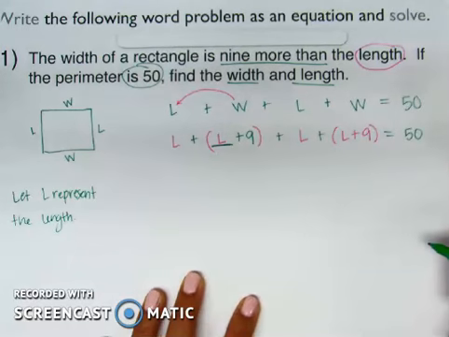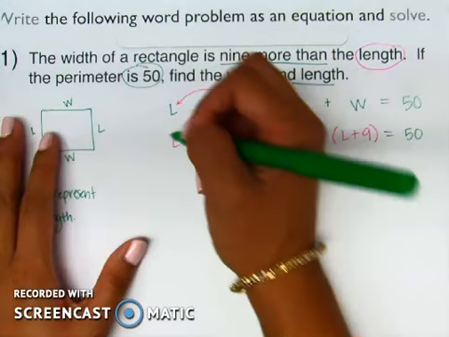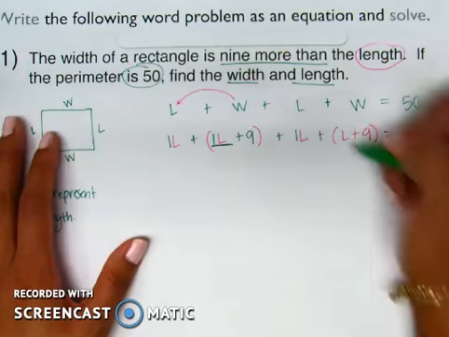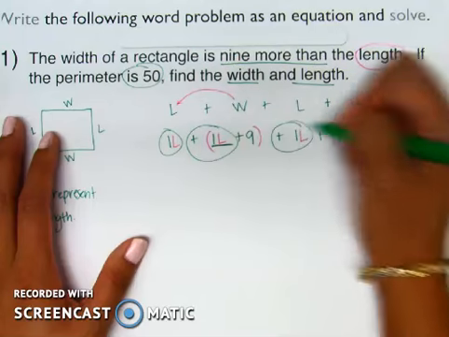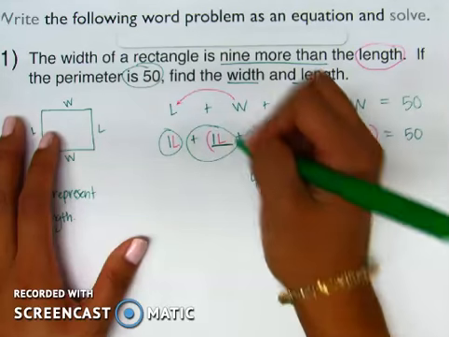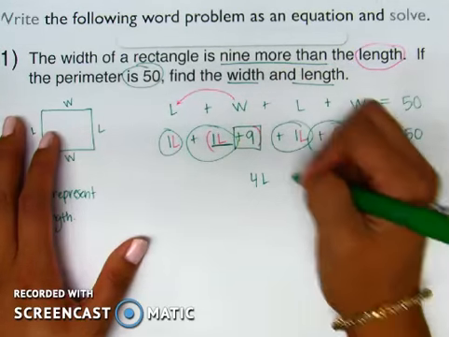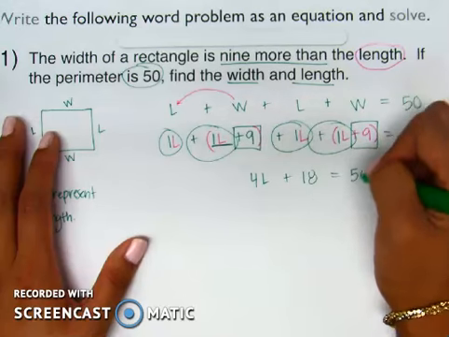So first things first, I'm going to check if I can distribute. There's nothing to distribute out here, so I'm going to go ahead and do the next best thing, which is combine like terms. I want to indicate that these are all 1Ls, so altogether we have a grand total of 4Ls. But on top of that, we have these plus 9s that we can combine together as well. So that's going to give us 18, and that's going to equal the perimeter, which is 50.